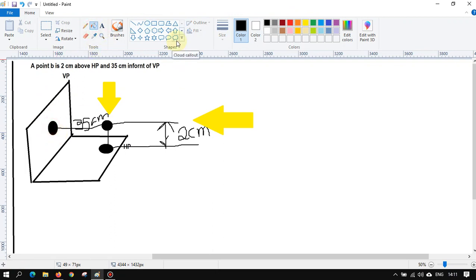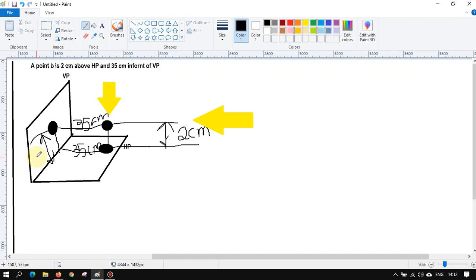Fine, is it clear? Yes, sir. Okay, fine. So tell me, what would be the distance from this point to this line, and this point to this line? How much will this one be? 35 centimeters. Very good. And from this line to this line, how much will this one be? 2 centimeter.